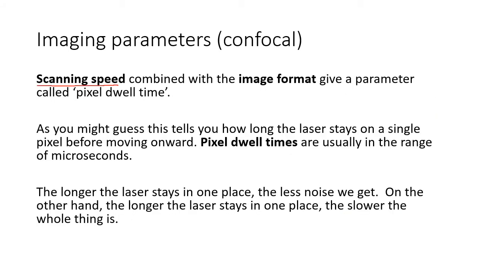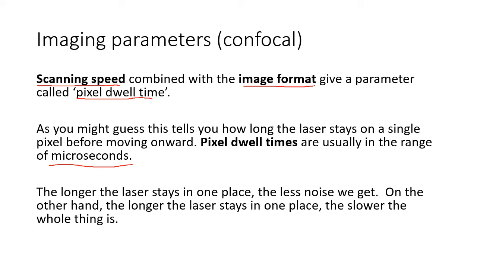So scanning speed combined with image format, that is to say the size of the image in pixels, gives a parameter called pixel dwell time. And as the name implies, the pixel dwell time tells you how long the laser usually stays in a single pixel before it moves onward. And these pixel dwell times are usually in the range of microseconds.